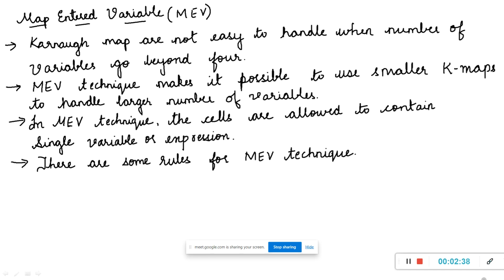So overall, students, you should understand what a MEV technique does. A MEV technique can handle a larger number of variables by using smaller K-maps. That is, a 4 variable K-map can be mapped onto a 3 variable K-map. Also, a 4 variable function K-map can be mapped onto a 2 variable K-map. Okay.